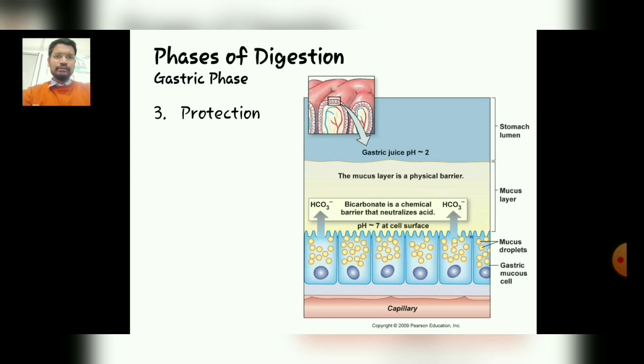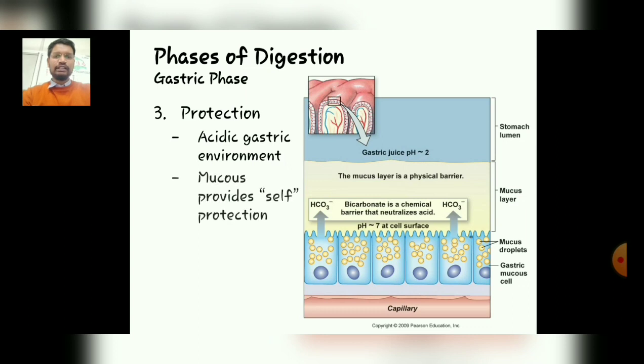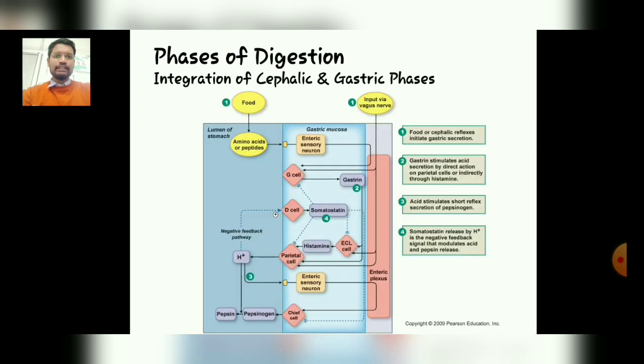Now coming to the third function, that is protection. There are some acidic and gaseous reactions taking place inside the stomach, and there is an acidic gastric environment, and only the mucus provided by the glands helps in the self-protection of the epithelial lining. There are also some integrations of the cephalic and gastric phases that are shown in the diagram.